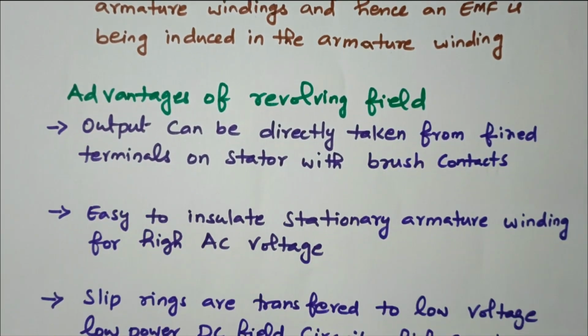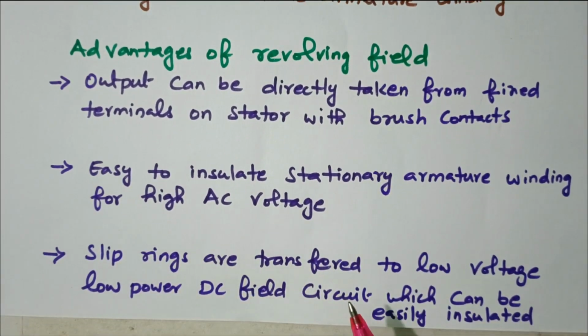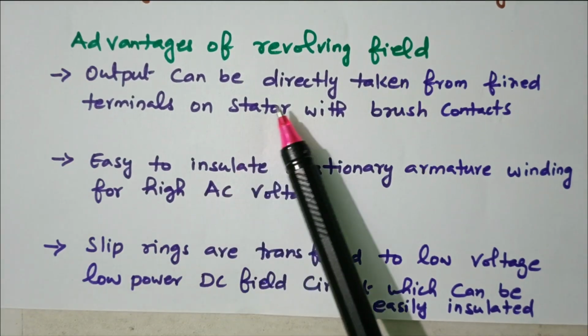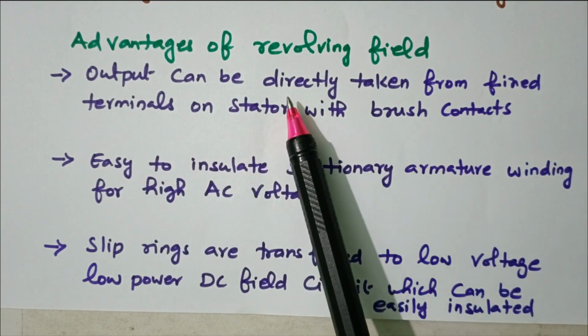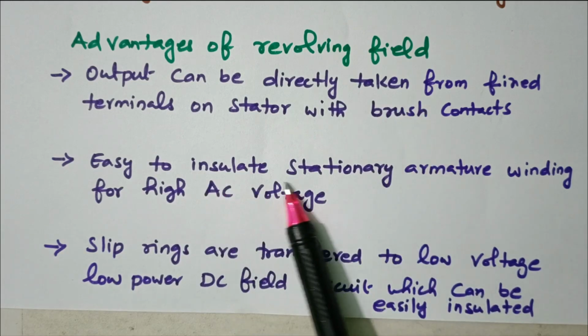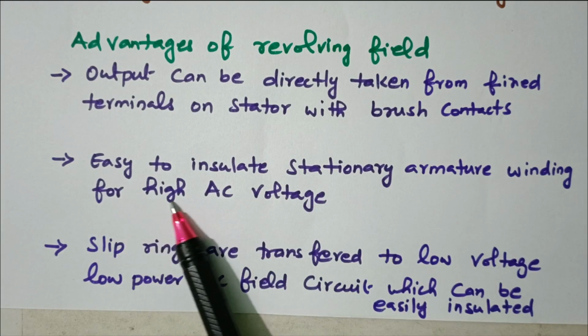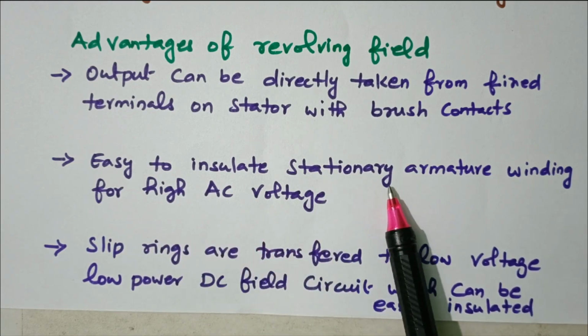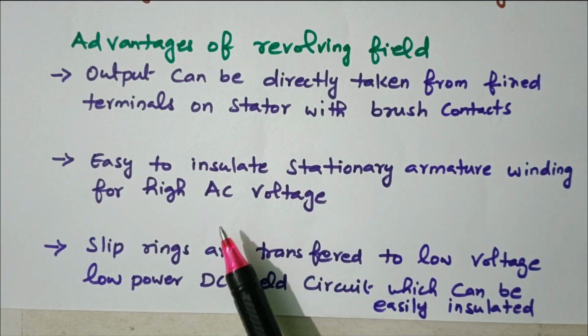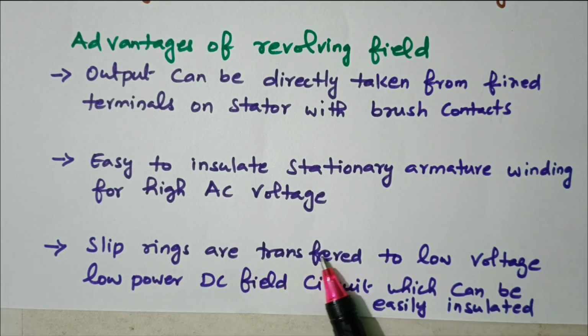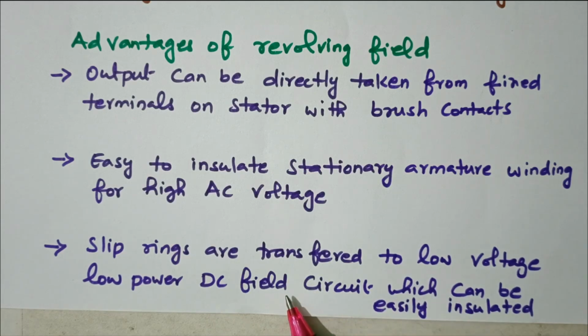So these are the advantages of the revolving field. Output can be directly taken from the fixed terminals on the stator, so we can easily take the output. It is easy to insulate the stationary armature winding for a high AC voltage, because the armature is stationary. Slip rings transfer only the low voltage, low power DC field circuit, which can also be easily insulated, right?